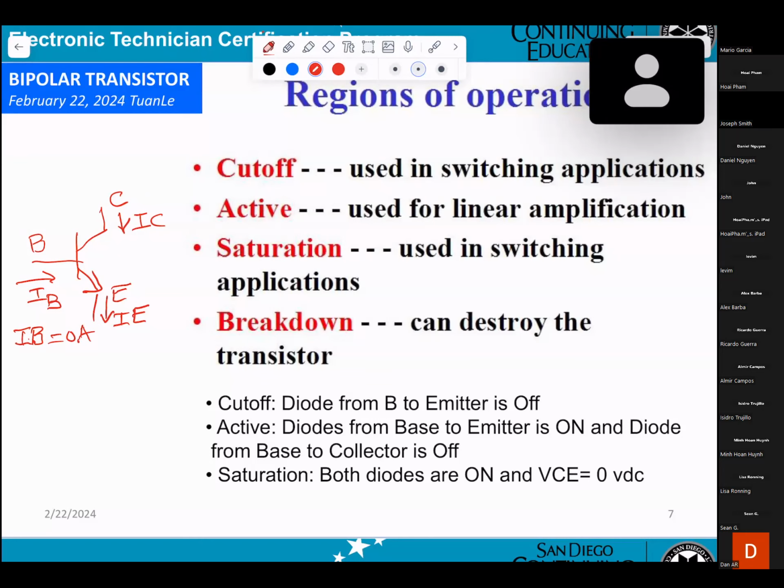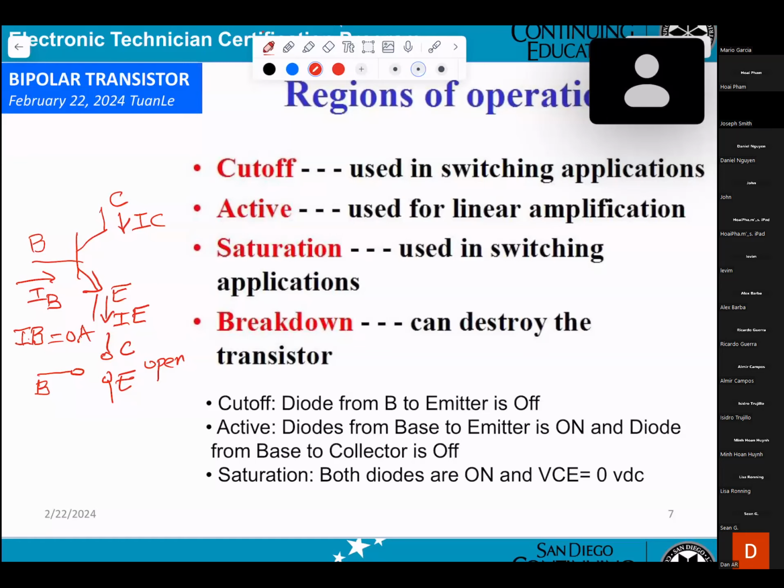Okay, then the transistor will look like collector, ammeter, base. Transistor open. No current flow. They use it for switching application.